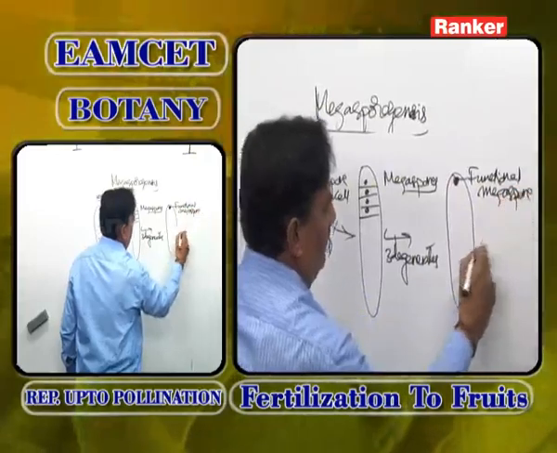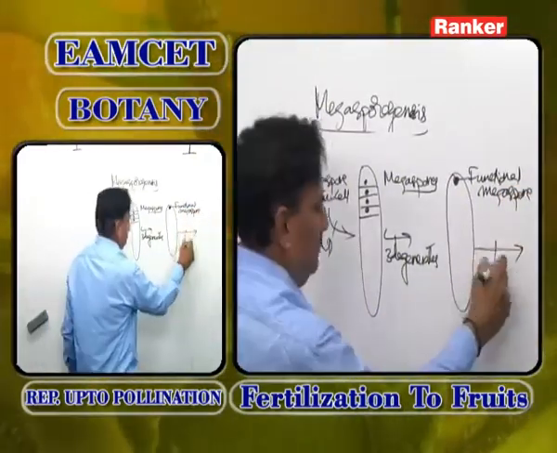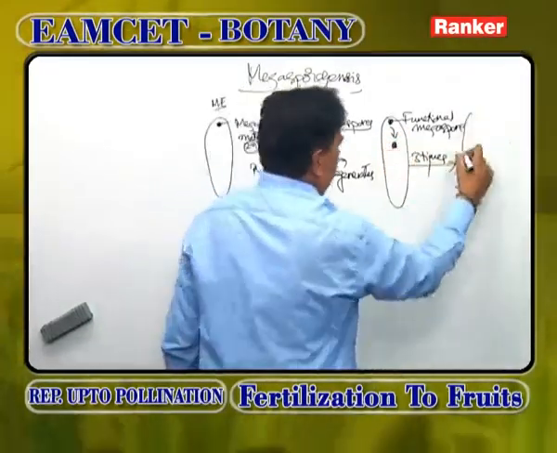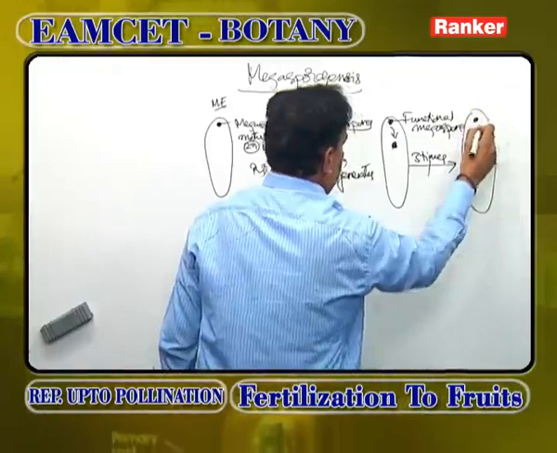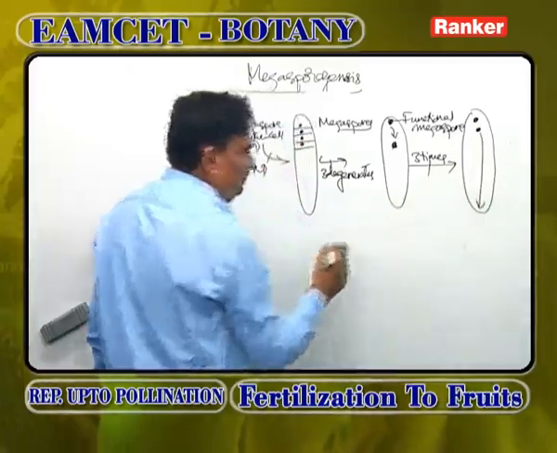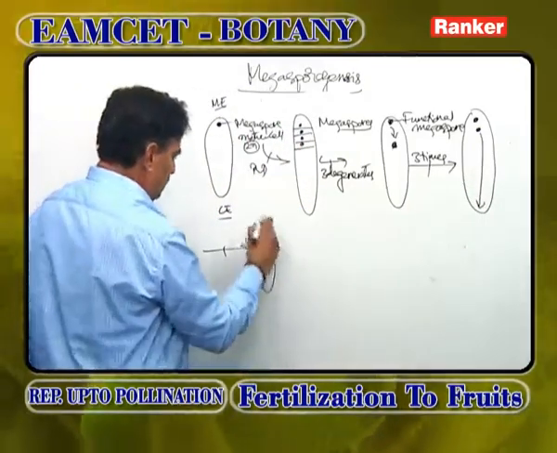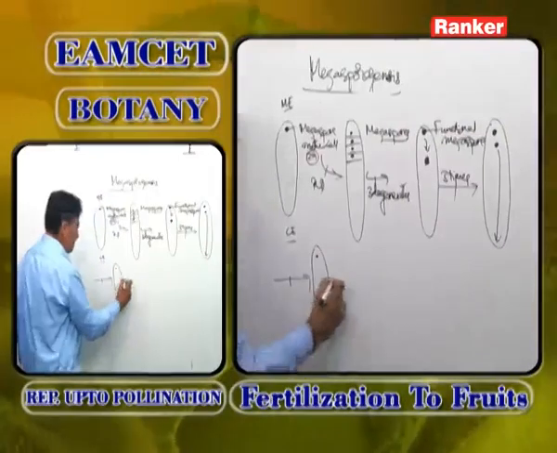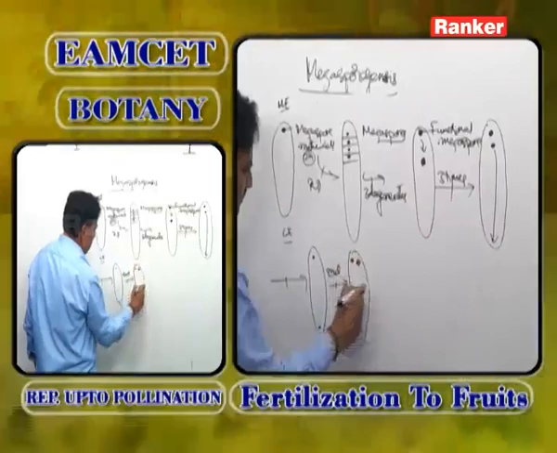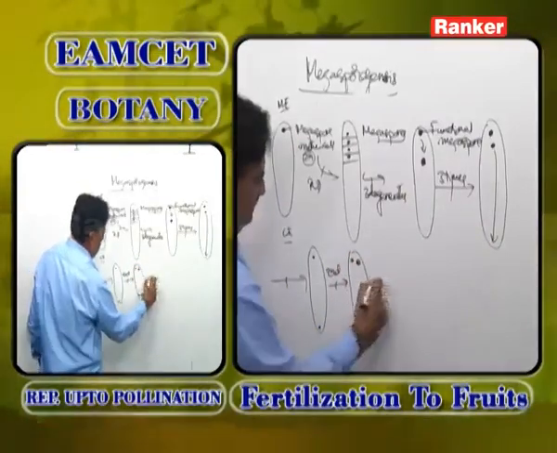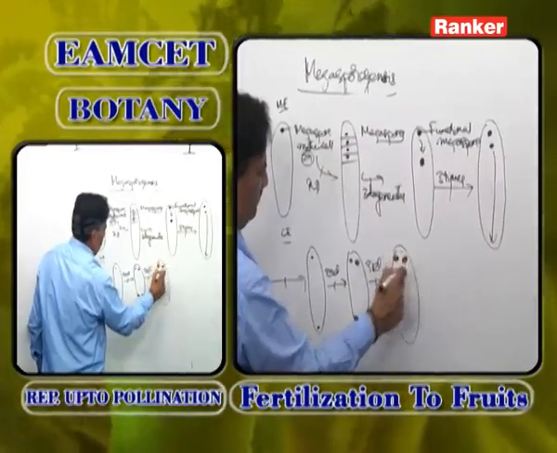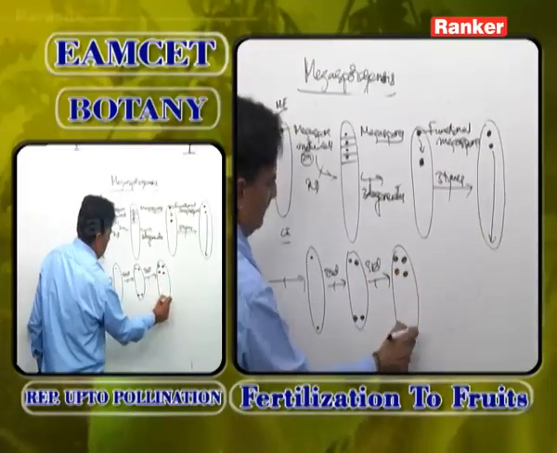This functional megaspore undergoes, now this is important for EAMCET, 3 times mitotic division. First time mitotic division, it produces 2 nuclei. Second time, out of 2, both are present at the micropylar end, one slowly comes to the chalaza end. Now, one is at the micropylar end, one is at the chalaza end. Now, the second mitotic division takes place, 4 nuclei are formed, 2 at the micropylar end, 2 at the chalaza end. Third time mitotic division takes place, 8 nuclei are formed, 4 at the micropylar end and 4 at the chalaza end.